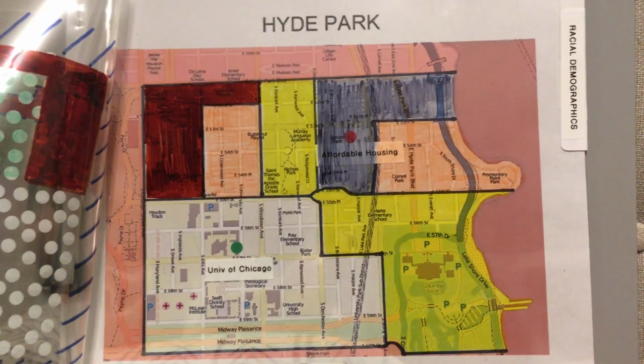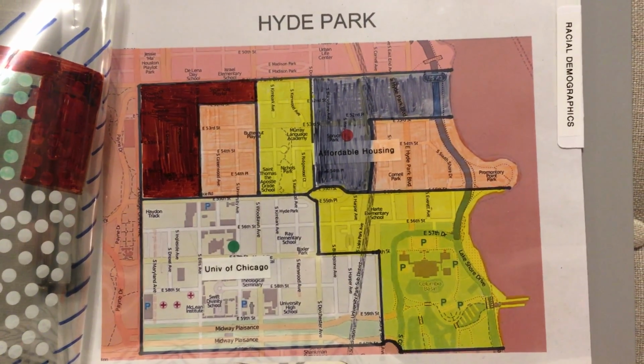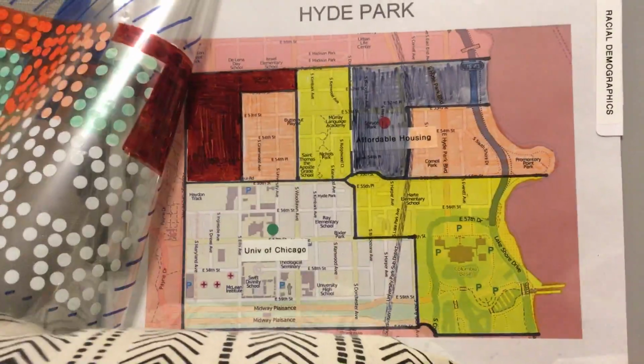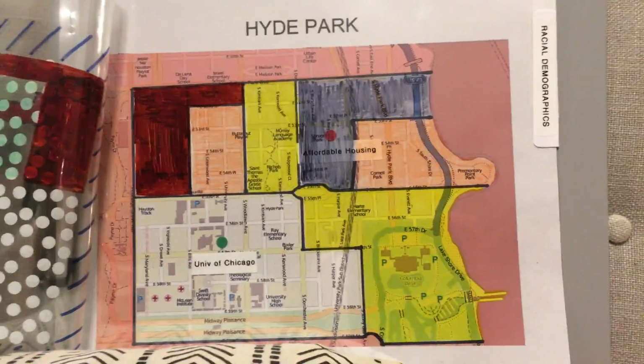Hyde Park has a population of 25,681 and roughly 12,082 households.